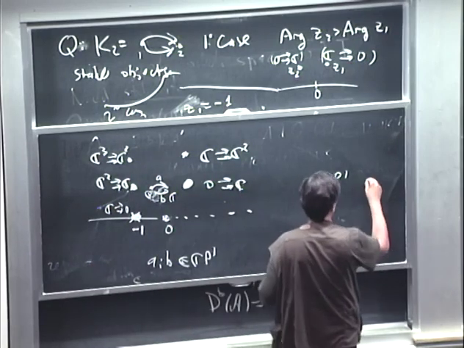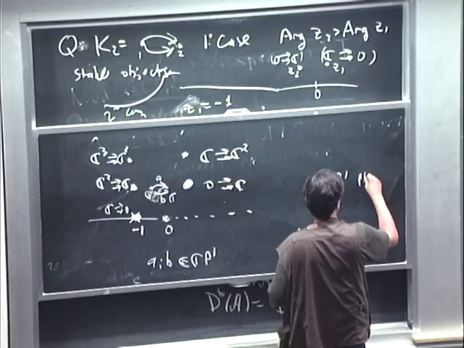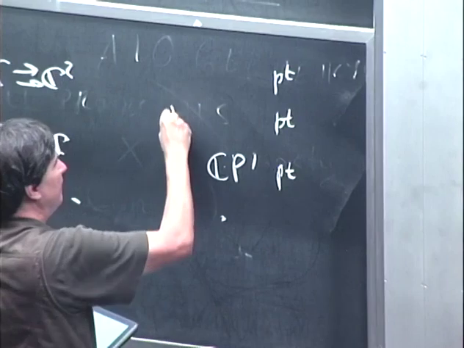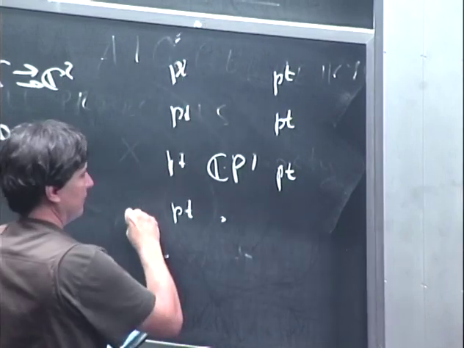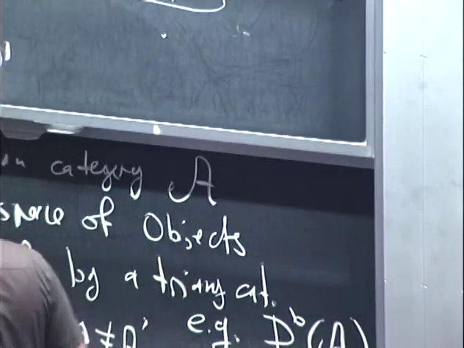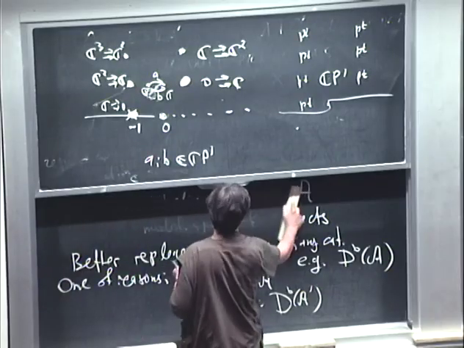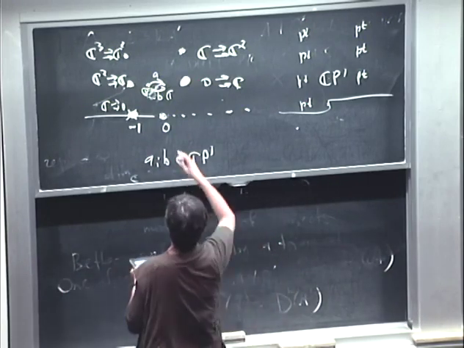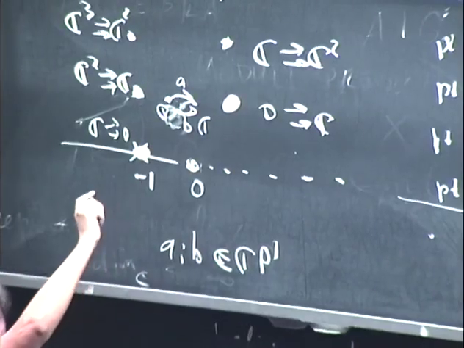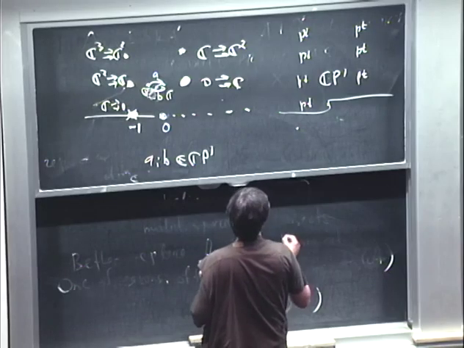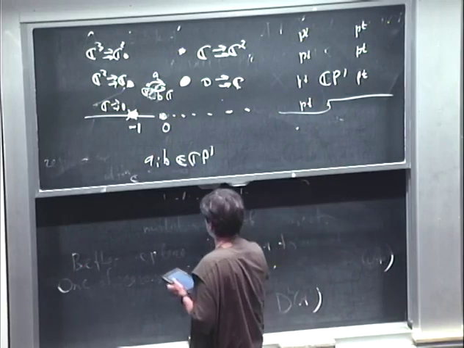So the list of stable objects will be the following. Here it's parameterized by CP1, then we get point, point, point, point. Here it also gets a point. So you get this nice diagram. Representations: two one-dimensional spaces and two maps. And you get nothing else.